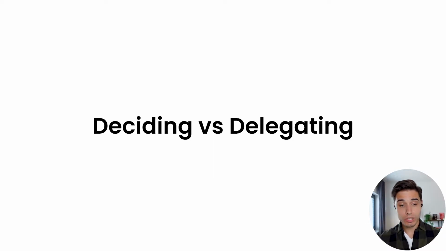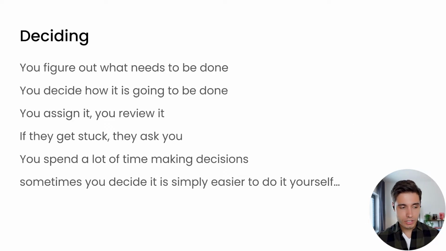So let's dive in and let me show you how you can manage a remote team. First of all, I would like to clarify the difference between deciding and delegating. Deciding is when we figure out what needs to be done, and we also decide how it is going to be done. We assign the task, we review it, and if they get stuck, they ask us.